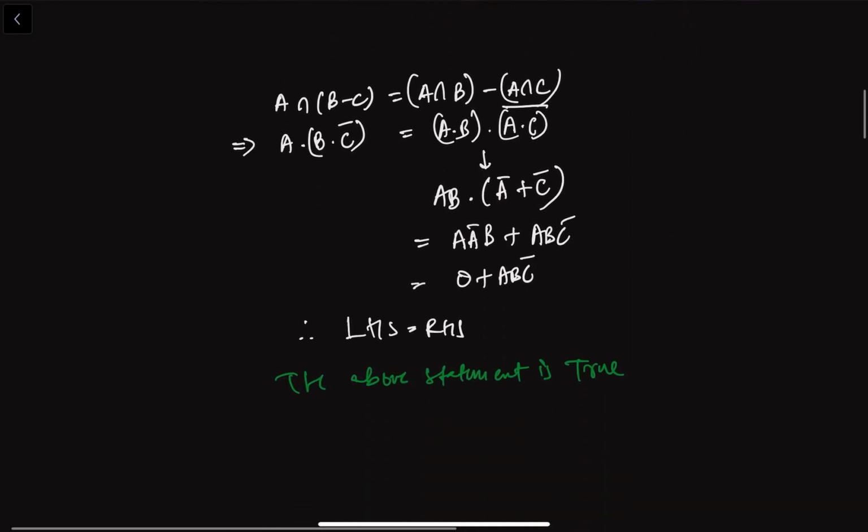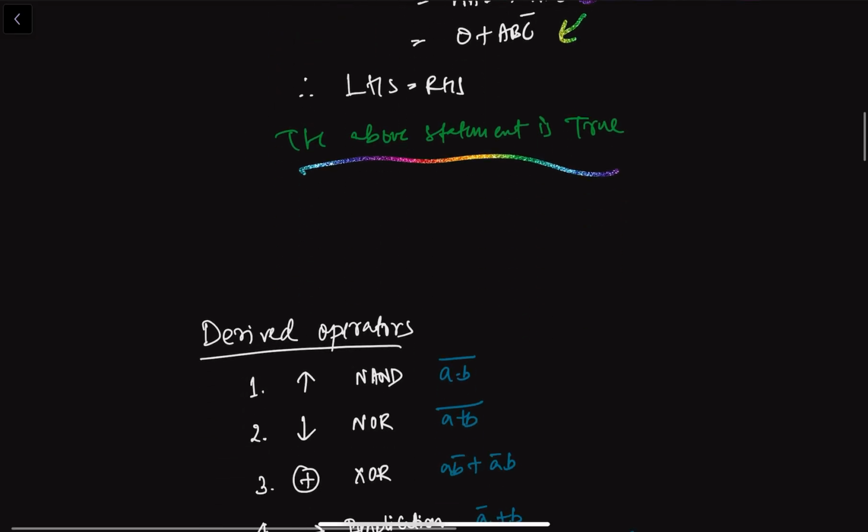Another statement we have is that A intersection B minus C is equal to A intersection B minus A intersection C. Now we can break it. This one comes A, B, C complement, pretty intuitive. And now we break down this thing. We get this thing and then this thing, and we get A, B, C complement, so LHS equals RHS, this statement is true.